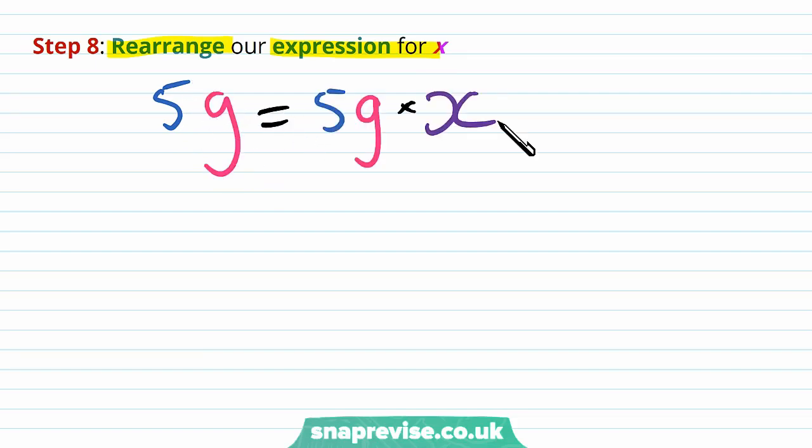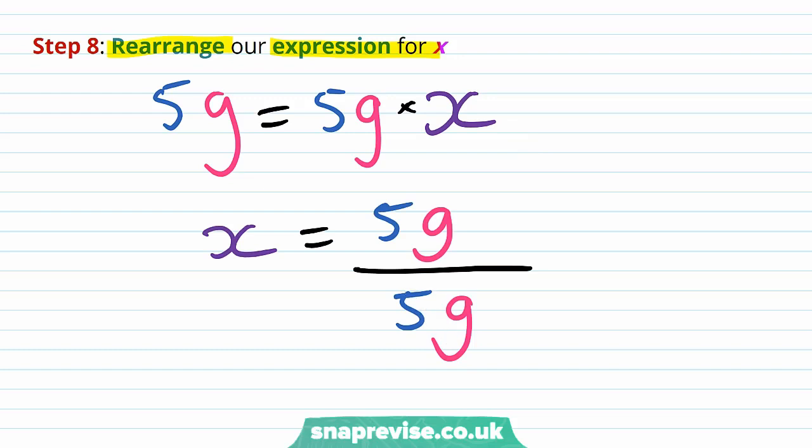So now all we have to do is rearrange our expression for x. We've said that we've got 5g is equal to 5gx. To find out what x is, we just have to divide 5g by 5g, and this gives us a value for x, which is 1 meter. So that is where we need to place our mass in order for the moments to balance.